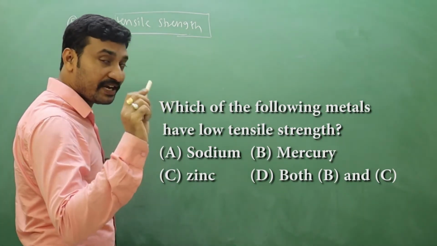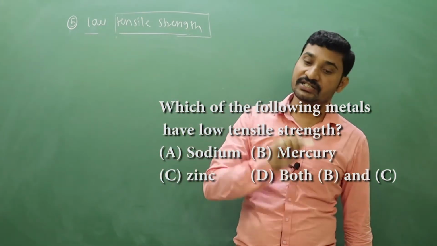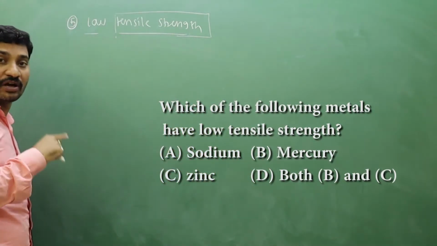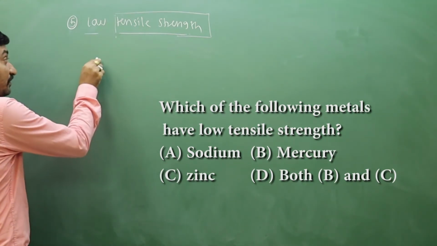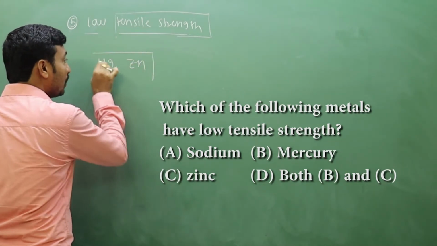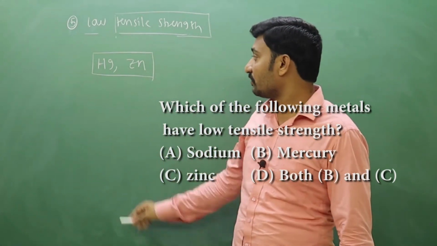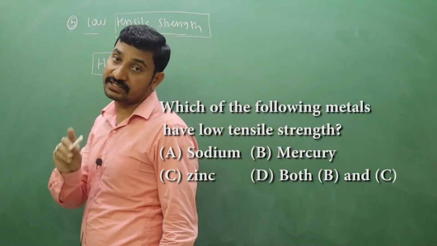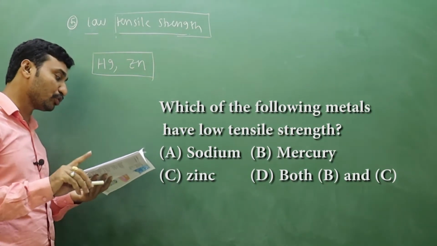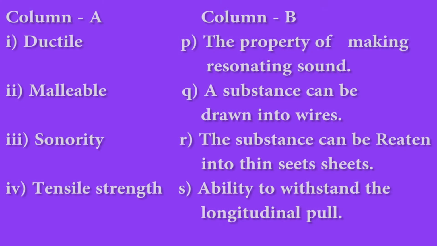Generally, metals have high tensile strength and non-metals have low tensile strength. The exceptions among metals are mercury and zinc; these two metals have low tensile strength. Generally all other metals have high tensile strength, but mercury and zinc have low tensile strength. Hence the correct answer is mercury and zinc, both B and C. Option D is correct.